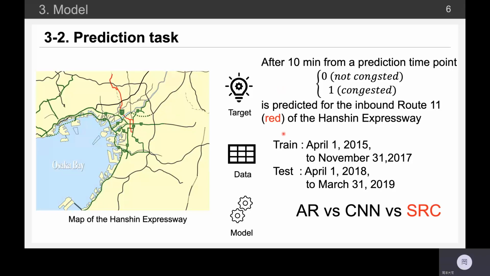The data obtained in the period from April 1st, 2015 to November 31, 2017 were used as training data, and the data from April 1st, 2018 to March 31, 2019 were used as test data. And we created 3 models: autoregression, convolutional neural network, and simplified reservoir computing, and compared them with each other.